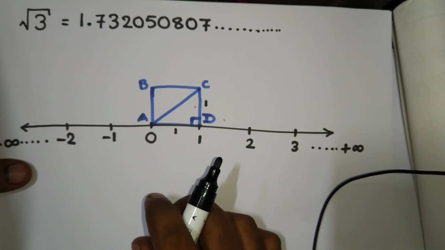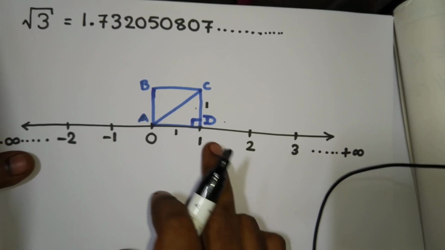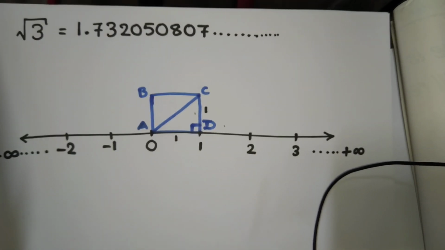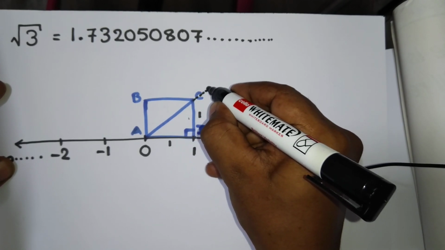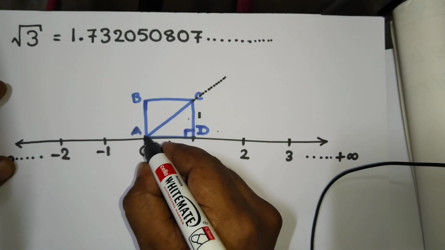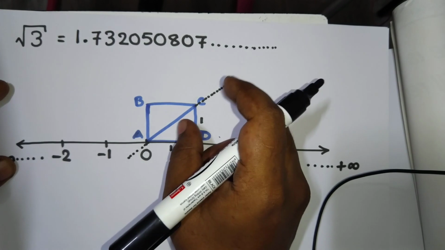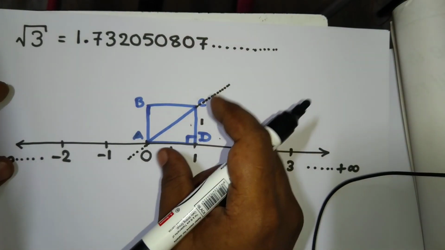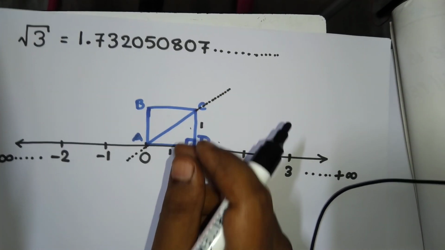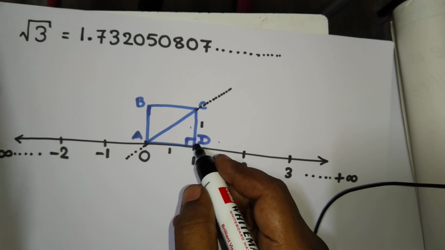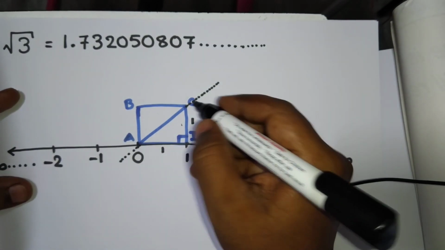Now, any idea how do we locate square root of 3 accurately on this number line? Any idea, please? Sometimes we have to go beyond this box. Say you have a line AC and extend it. You are not really required to extend the line, but for simplicity I extended the line on both ends at A and C.